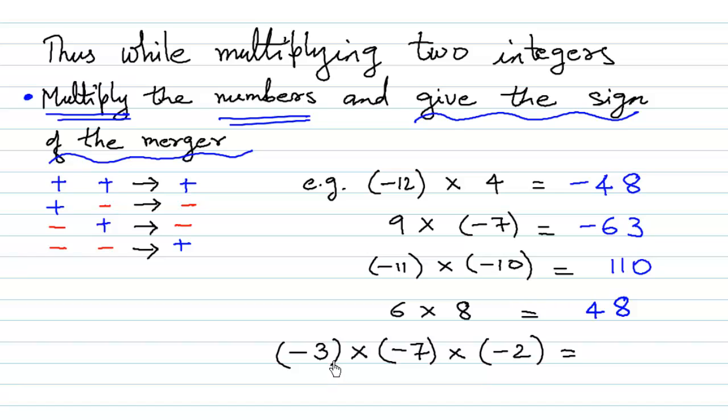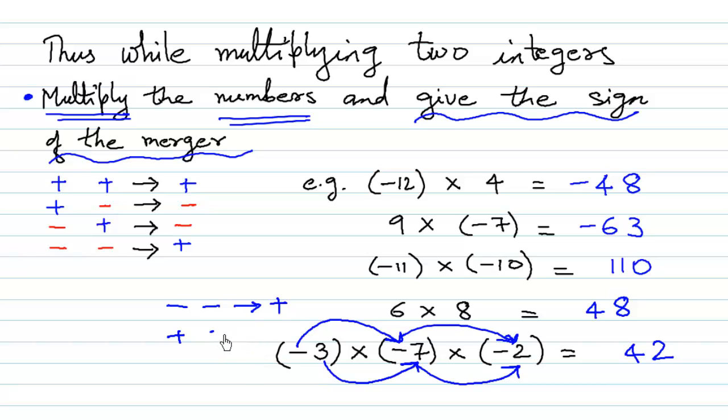And what about this? Negative 3 multiplied by negative 7 multiplied by negative 2. So we can first multiply 3 and 7. 3 sevens is 21. And then 21 multiplied by 2 is 42. So we have a 42. But what about the sign? We have minus and minus is plus. And then that plus and minus gives a minus. So we have a negative 42. So again, minus and minus is plus and plus and minus is minus. So when three negative numbers are being multiplied, we have a negative answer.